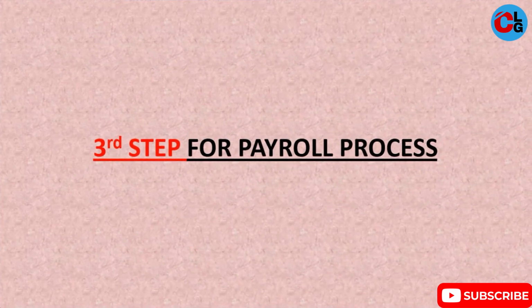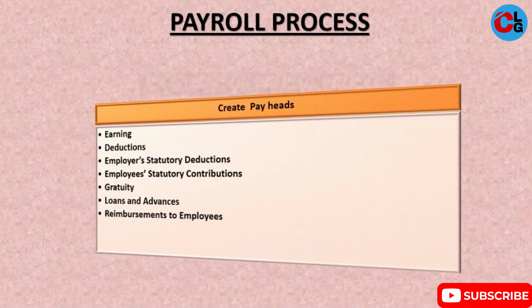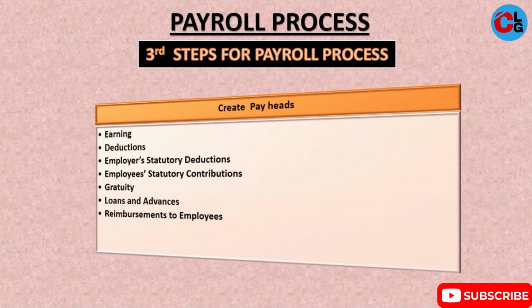The third step of the payroll process is pay head creation. Under pay head creation, we should know about earnings, deductions, employer's statutory deduction, employee's statutory contributions, gratuity, loan and advance, and reimbursement to employees. So these are the things we should understand.